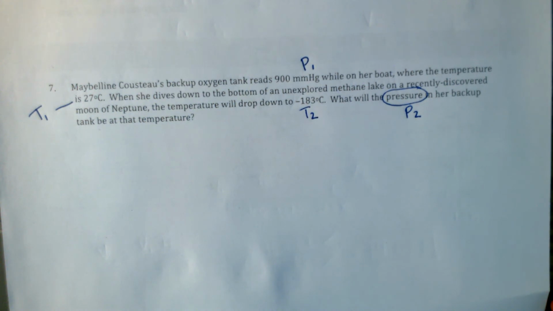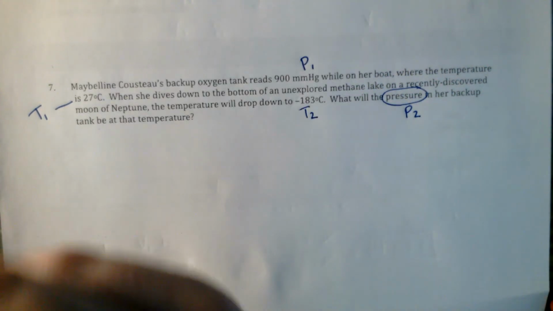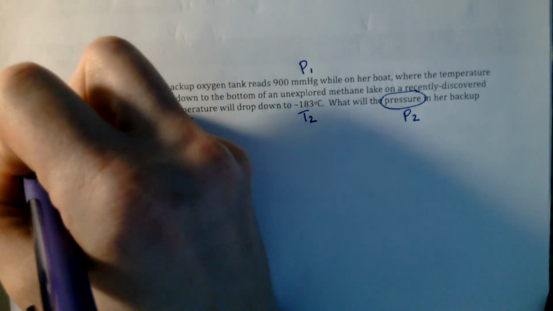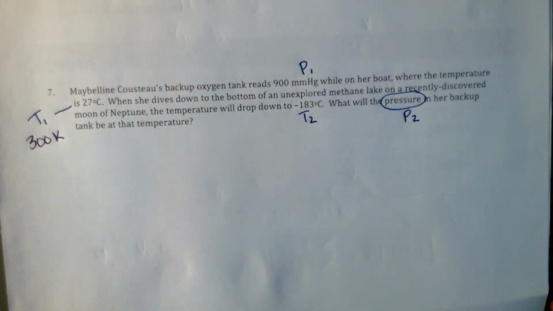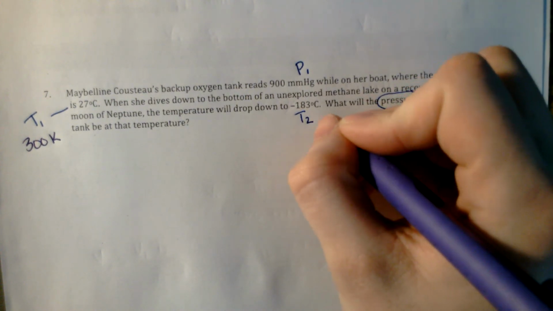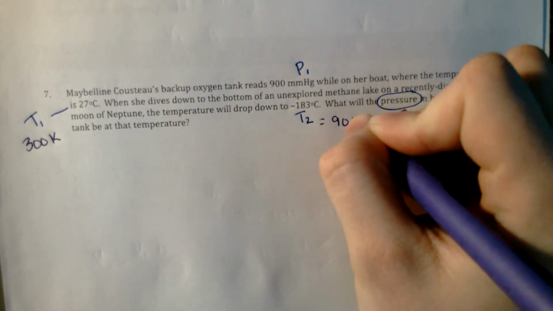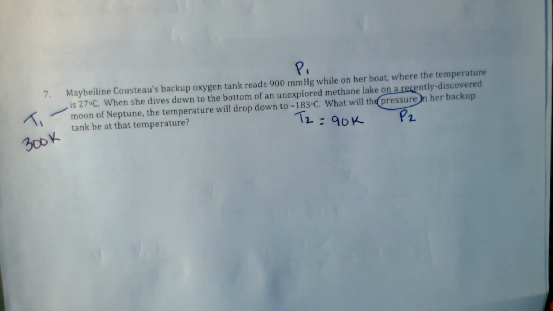So we are going to go ahead and make sure that our temperatures are in the correct units. So when I take 27 and I add 273 to that, I get 300 Kelvin. And when I take negative 183 and I add 273 to that, I get 90 Kelvin. So hopefully you made those adjustments where needed.